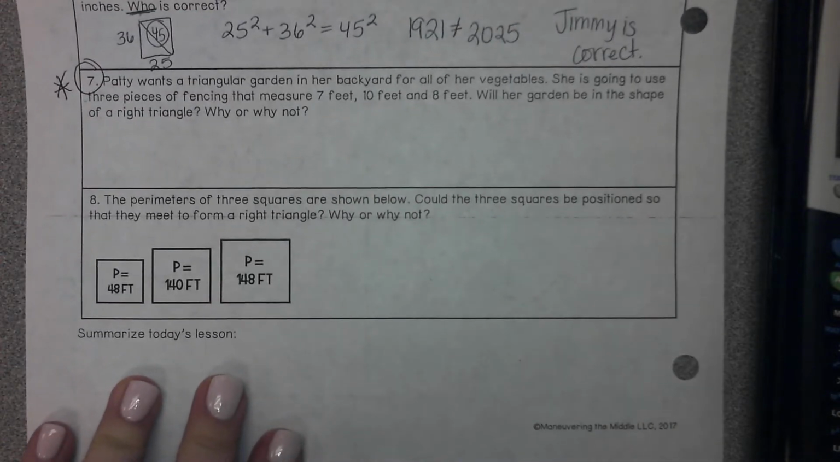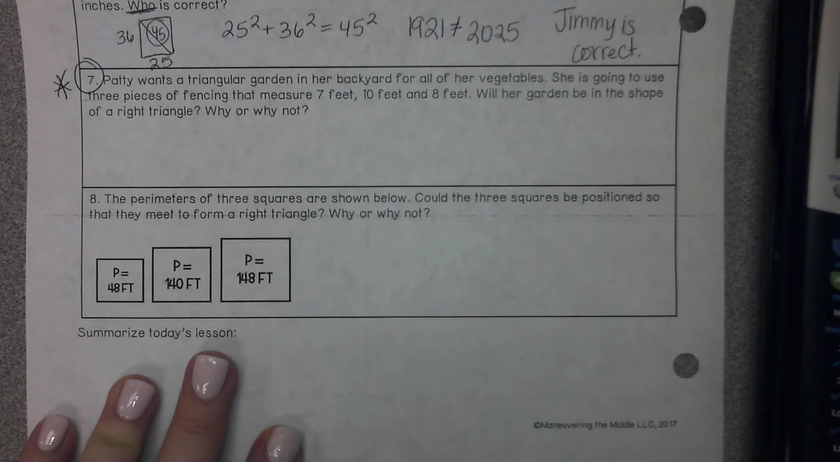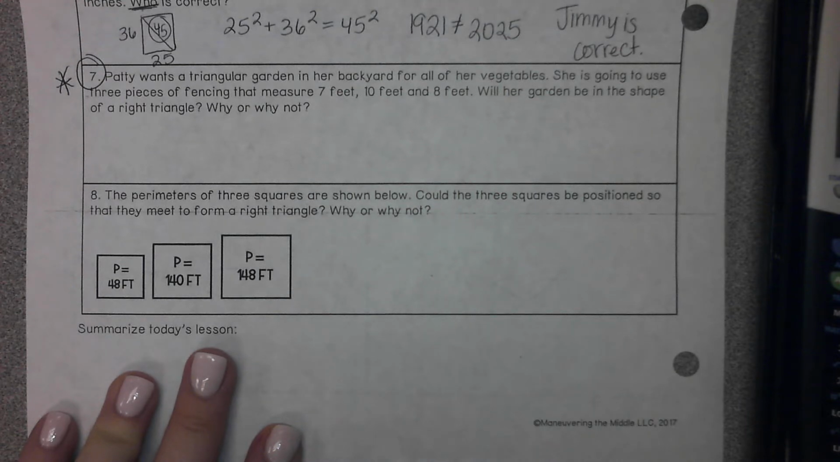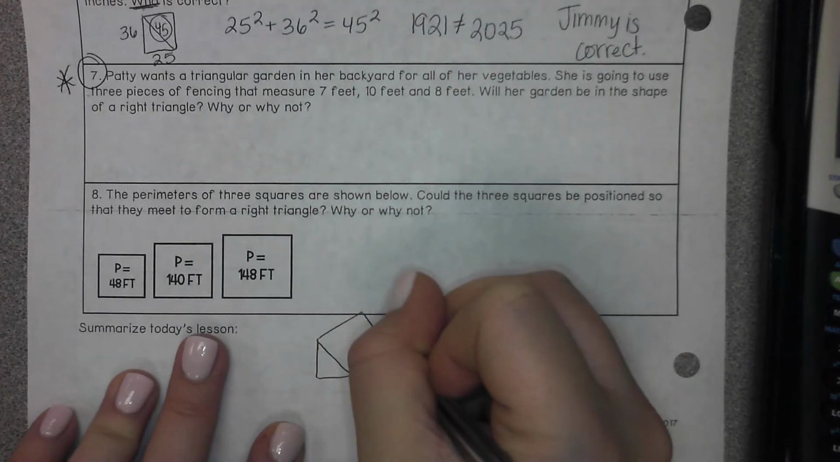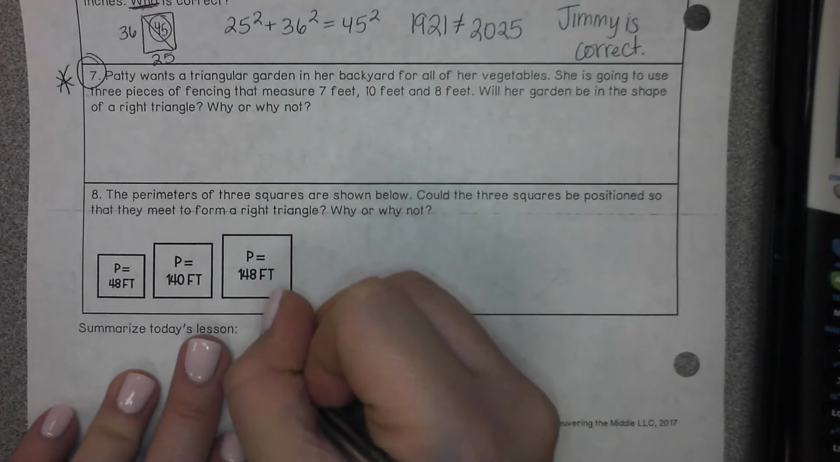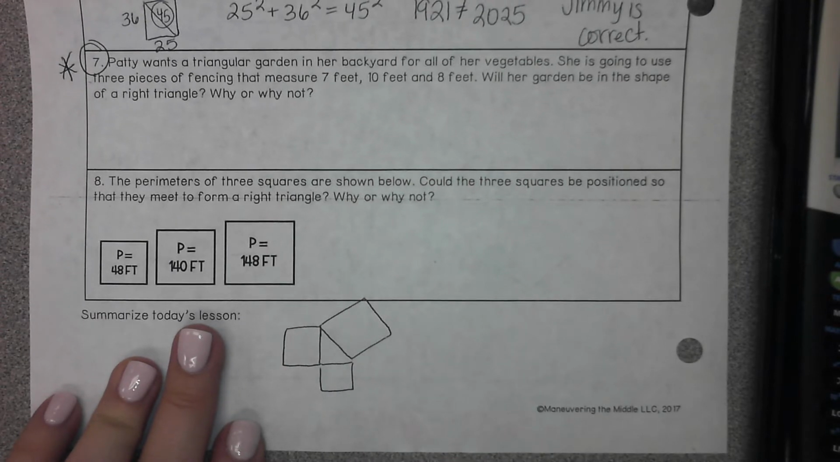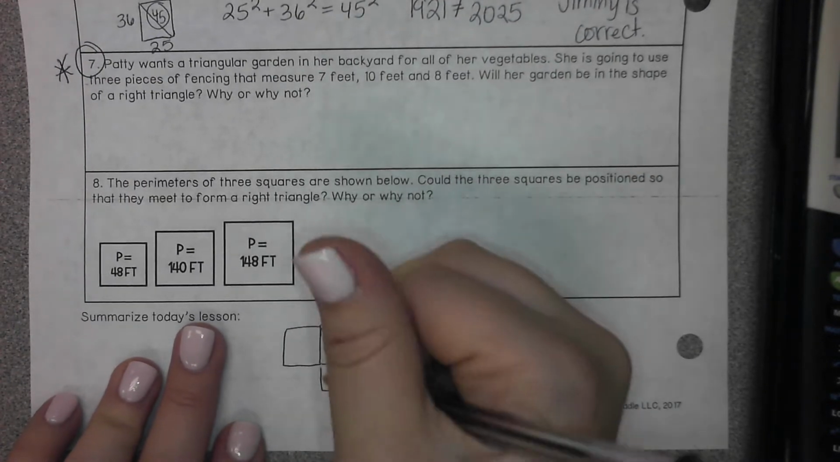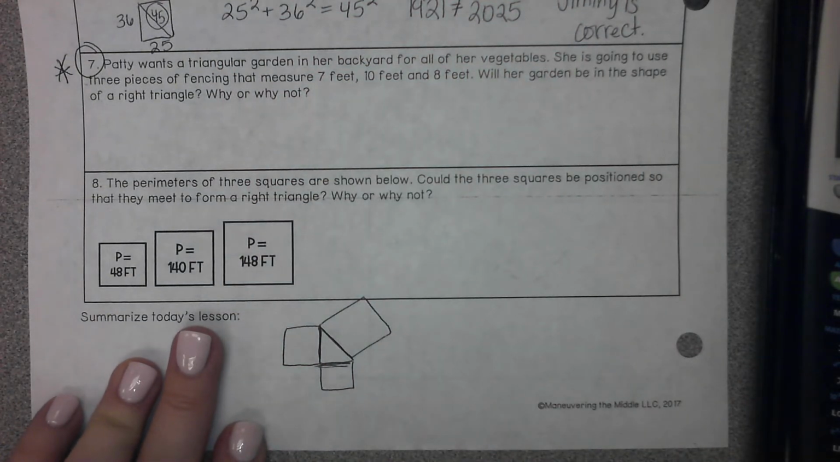The perimeters of 3 squares are shown below. Could the 3 squares be positioned so they meet to form a right triangle? Why or why not? So really, we just want to know, okay, first, what are the side lengths? Because remember, we have a right triangle. You don't have to draw this, but I'm just going to draw it for a reference. So remember this figure. So they're saying that these two will add up to this section. Remember the little water video? These two turned and they filled up the water to fill that one up. We want to figure out what are the side lengths first, and then do they make a right triangle?